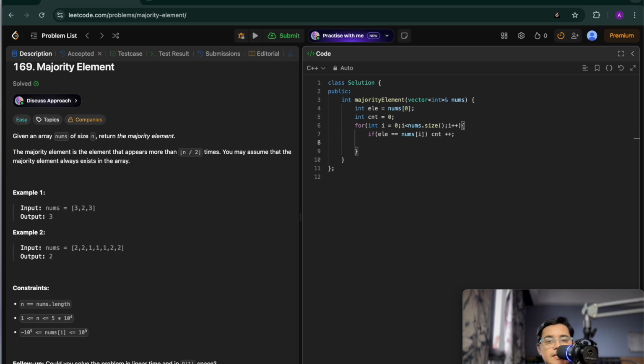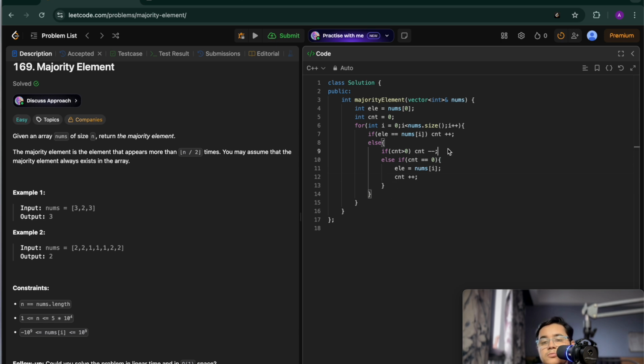Now, the other case would be if the element is not equal to nums of I. So we're going to take an else case, and within that there are 2 conditions. If the count is greater than 0, in that case we're just going to do count minus minus. And the other case, else if the count is equal to 0, we are going to assume the new element to be our candidate element. So element is equal to nums of I, and then we can do count plus plus, because now the frequency of this given element is 1.